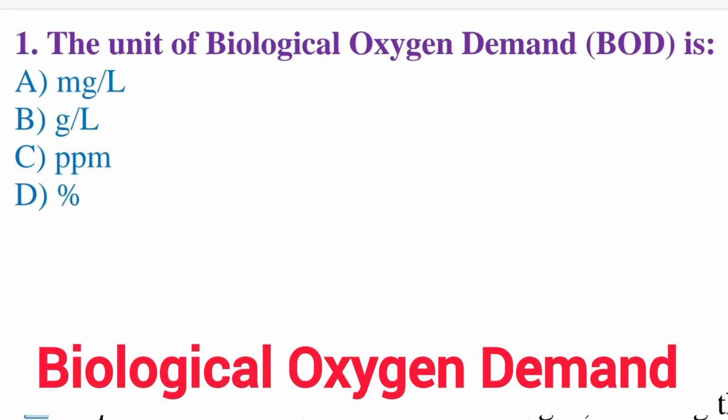Today we are going to see the MCQ related with wastewater engineering in the topic of biological oxygen demand. So the first question, the unit of biological oxygen demand, that is BOD unit, is option A milligram per liter, option B gram per liter, option C parts per million, option D percentage. So BOD is expressed in terms of milligram per liter, that is the amount of oxygen required to decompose a liter of water. Okay, so the correct answer is option A, milligram per liter.